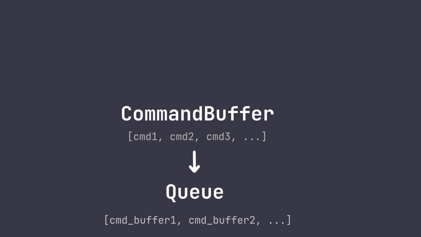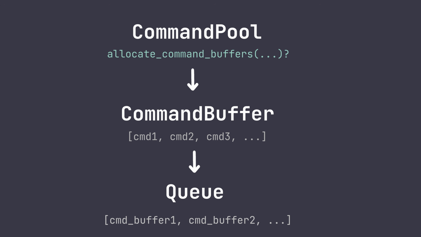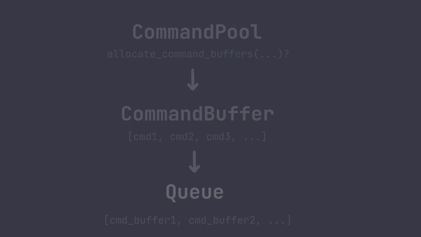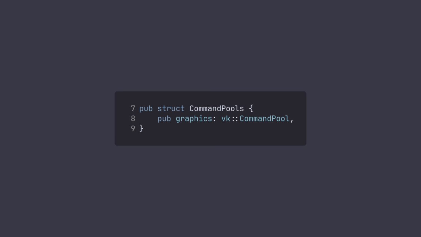In order to submit a command to a queue, you first need to record it. And in Vulkan you record commands into command buffers. So let's create one. Command buffers are being created from command pools. So we first need a command pool. Here's the structure that will hold all the command pools we'll be using. For now it's only one.